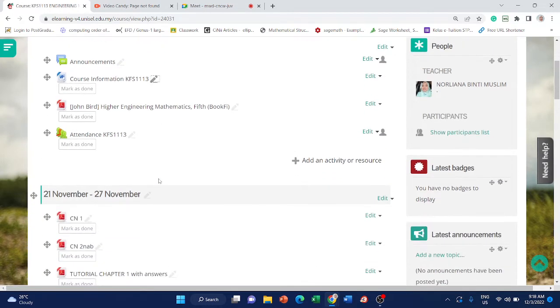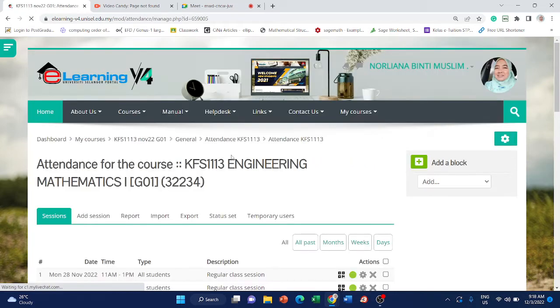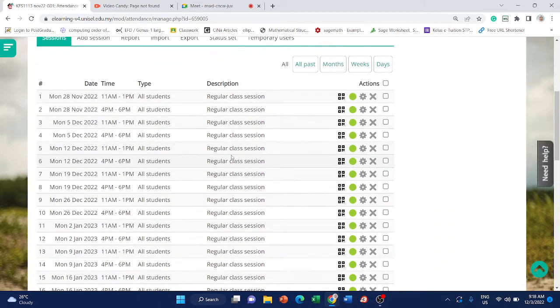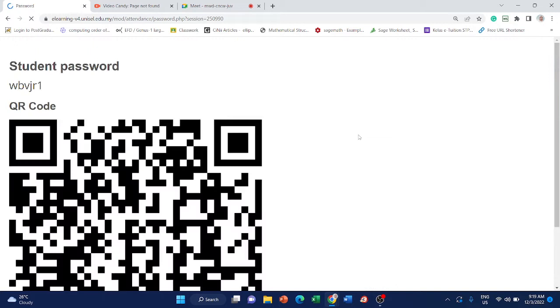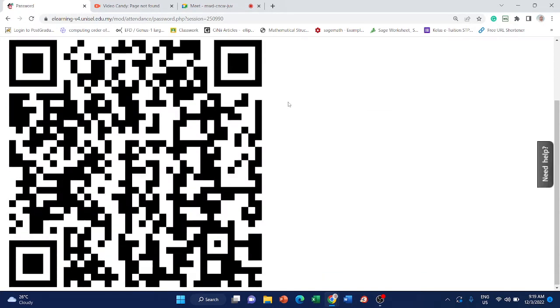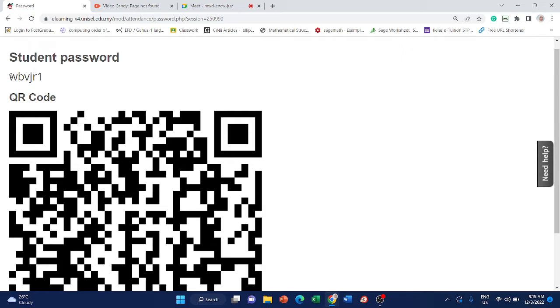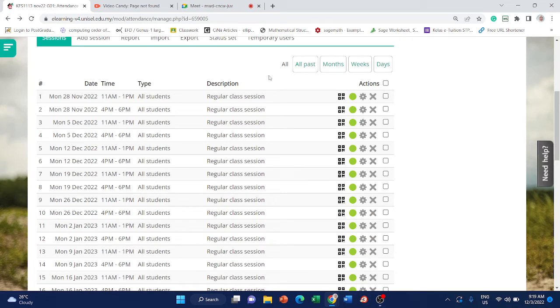For the attendance, I'll record the attendance through e-learning, so you can access it here. For example, for today, I'm going to do the replacement for our previous class because last Monday is a public holiday. You can scan the QR code and then enter the password. The attendance will be recorded automatically.